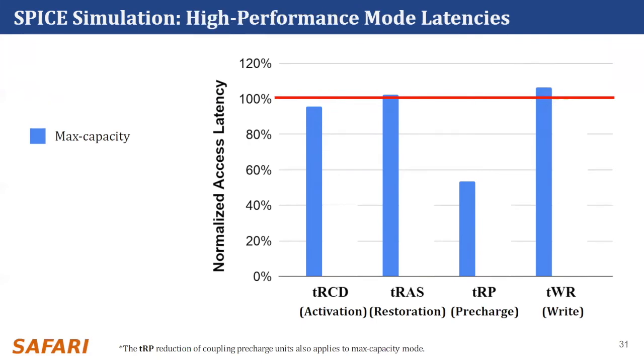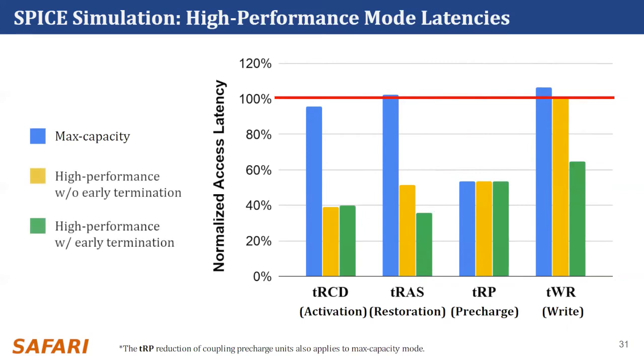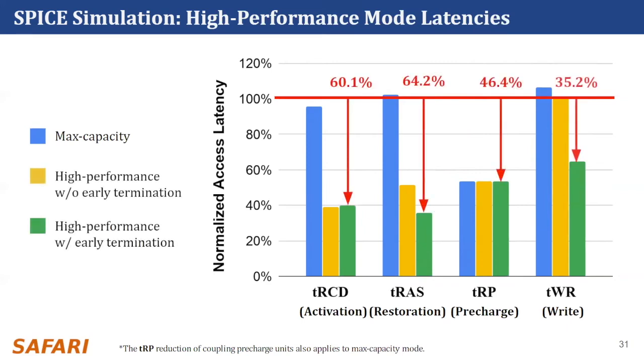For a high performance mode row, we reduce all four access latencies of DRAM significantly, ranging from 35.2% to 64.2%. We make two observations about the early termination of charge restoration. First, applying early termination of charge restoration reduces the charge restoration latency even further, with only a marginal increase in activation latency due to the reduced charge level prior to the activation.